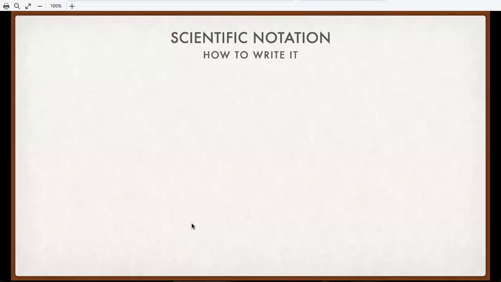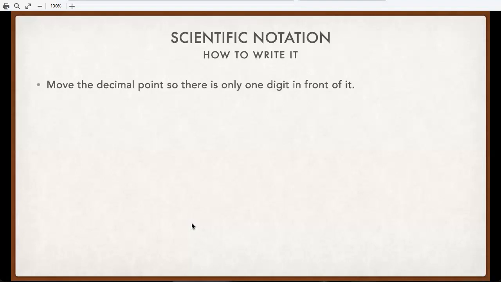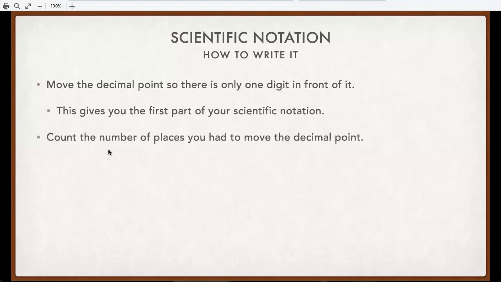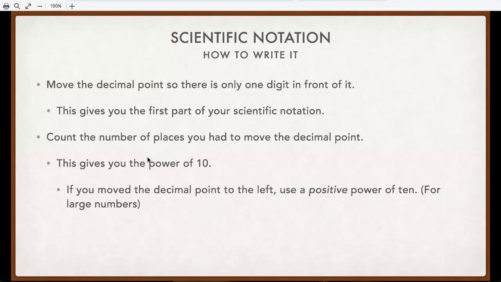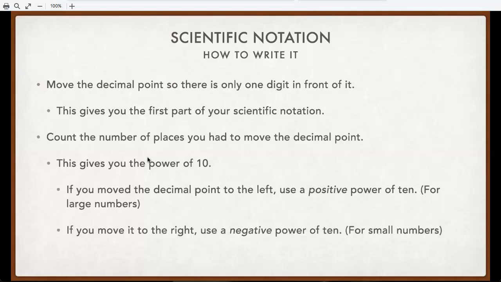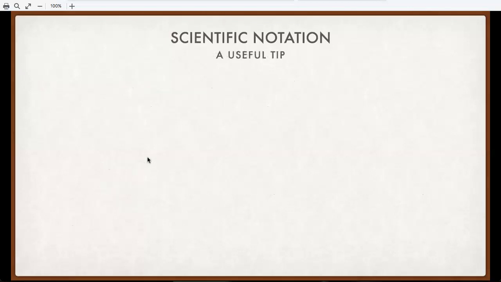Now, what if we're trying to convert something into scientific notation? Well, first thing we'll do is we'll move the decimal point so that there's only one digit in front of it. That'll give us the first part of the scientific notation. For that second part, we'll count the number of places that we moved the decimal point to get it to a place where there was only one digit in front of it, and that'll tell us which power of 10 to use. Again, depending on which direction we move the decimal point, we'll either use a positive power of 10 for large numbers or negative power of 10 for small numbers.